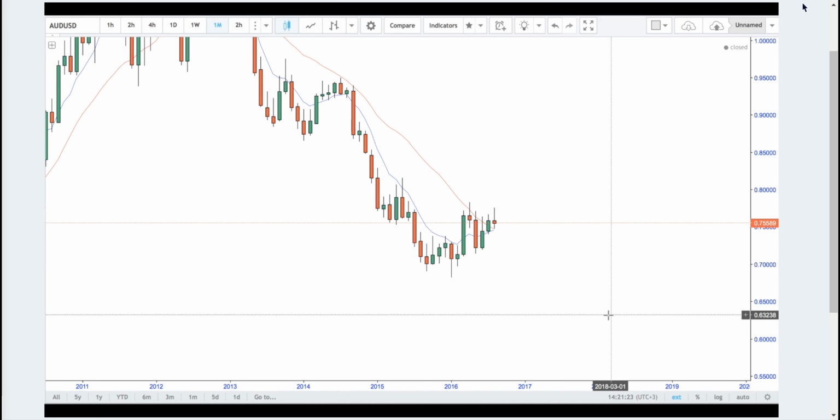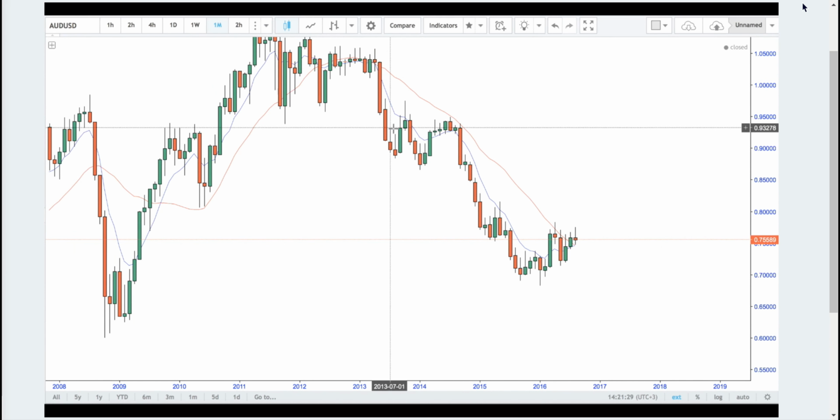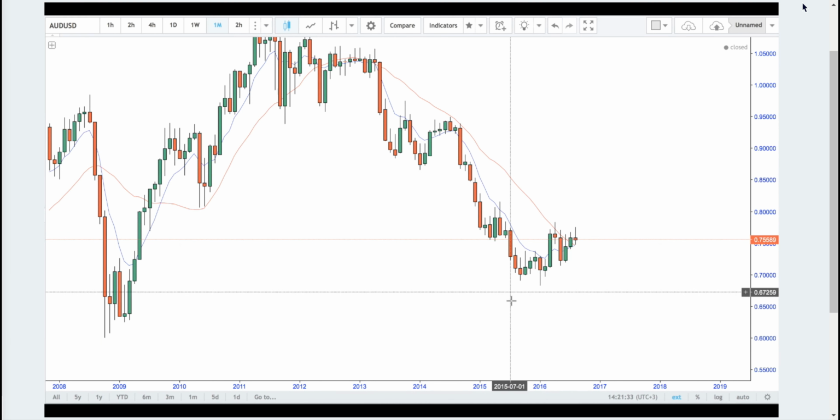And we go from there. So I'm going to start with a monthly. Now, on Aussie on the monthly, because I've watched this for so long, I know where all of the lows of the years are, the highs of the years, the monthly lows, the yearly lows, and so on.